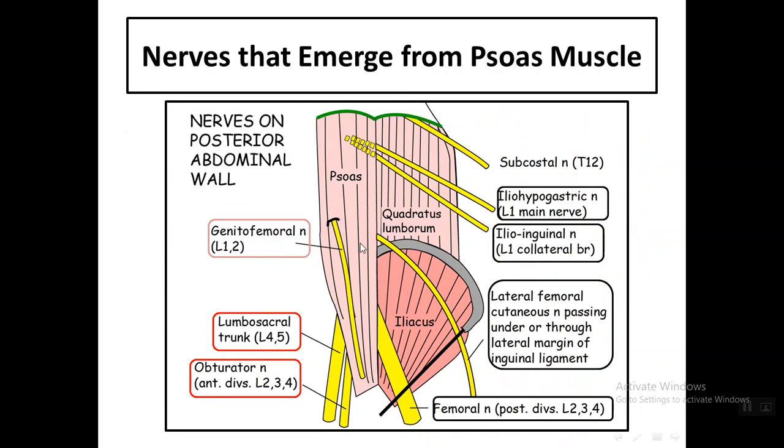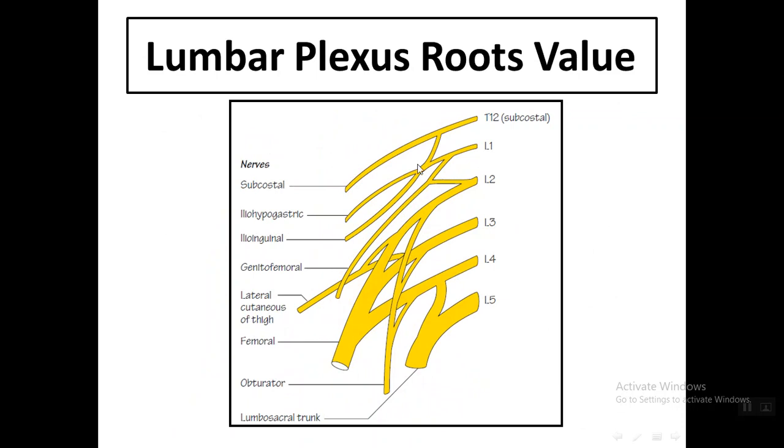This is a diagram showing the nerves emerging from the lumbar plexus. These are from the lateral side. We repeat them, arranged from above downward: iliohypogastric nerve, ilioinguinal, then lateral cutaneous nerve of the thigh, the femoral nerve. From the anterior surface, this is the genitofemoral nerve, and from the medial side we have the obturator nerve and the lumbosacral trunk.